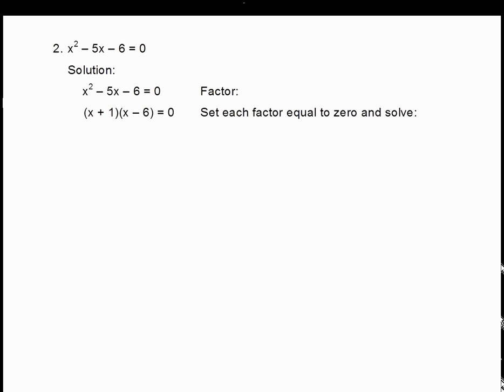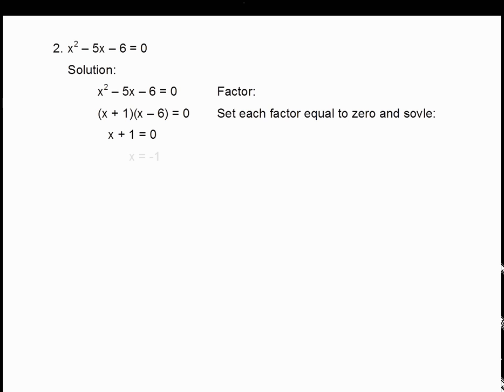Okay? So now we're going to set each factor equal to 0. So I have x plus 1 equals 0. So x is negative 1. I have x minus 6 equals 0. So I add 6, so I get x is 6. So our solutions, negative 1 and 6.